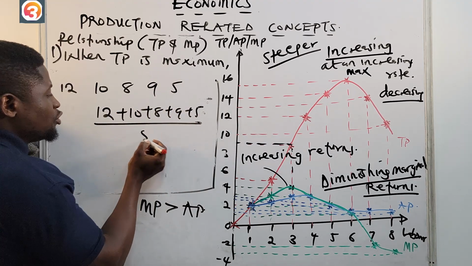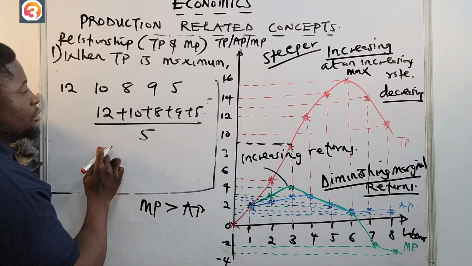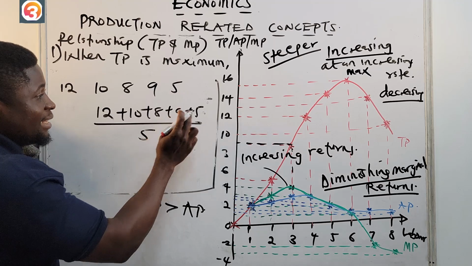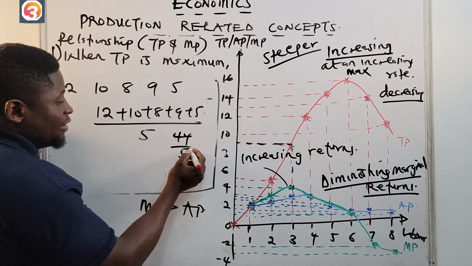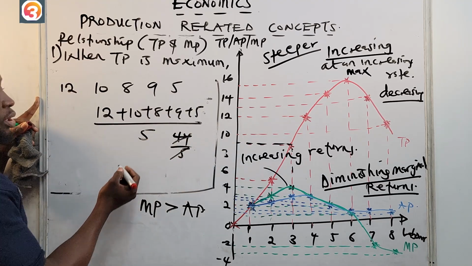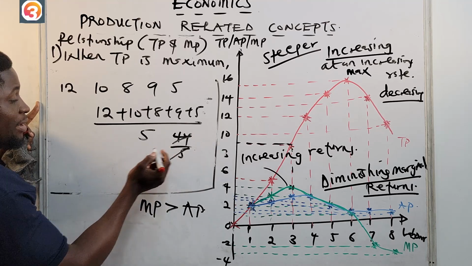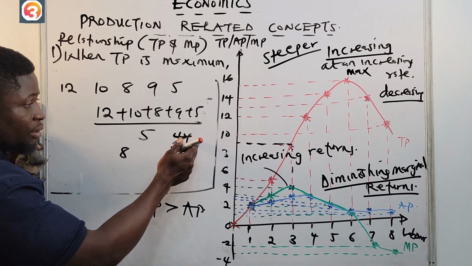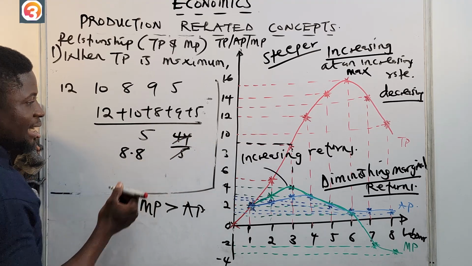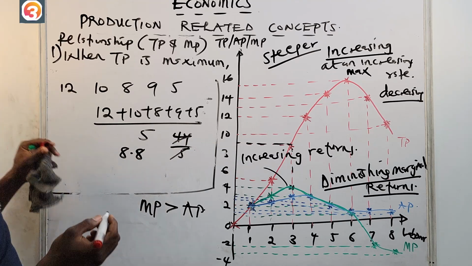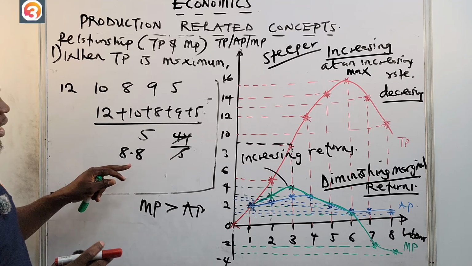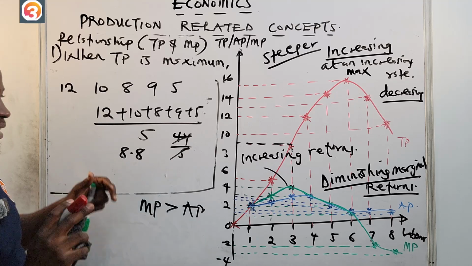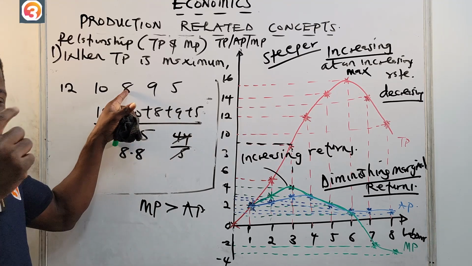So now the average will be over 5. 12 plus 10 is 22, plus 8 is 30, 30 plus 9 is 39, 39 plus 5 is 44. So 44 over 5. 5 into 44 is 8, 8 times 5 is 40, remainder 4. So it will be 8.8. Now, this is the average these workers were producing. Now, let us say we employed a sixth worker.